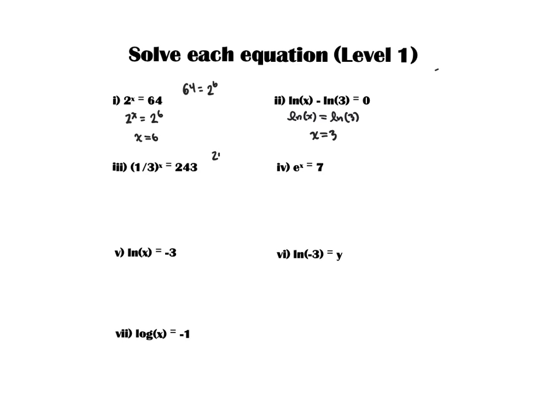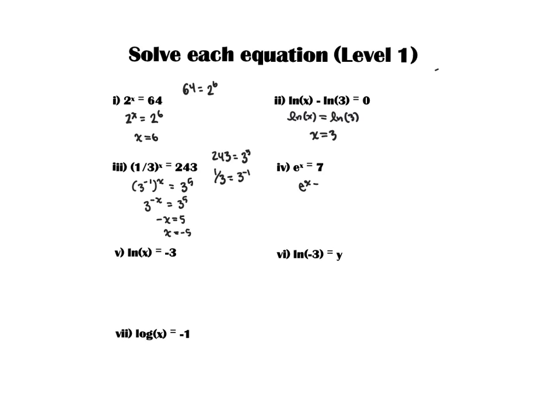Okay, let's look at the next one. I know that 243 is equal to 3 to the 5th. Therefore, I could write 1/3 as 3 to the negative 1. Therefore, I've got 3 to the negative 1 to the x equal to 243, which is 3 to the 5th. This would be equivalent to 3 to the negative x is equal to 3 to the 5th. Notice how I'm using my properties in my favor. Therefore, negative x equals 5, so x equals negative 5. Okay, let's keep strolling right along.